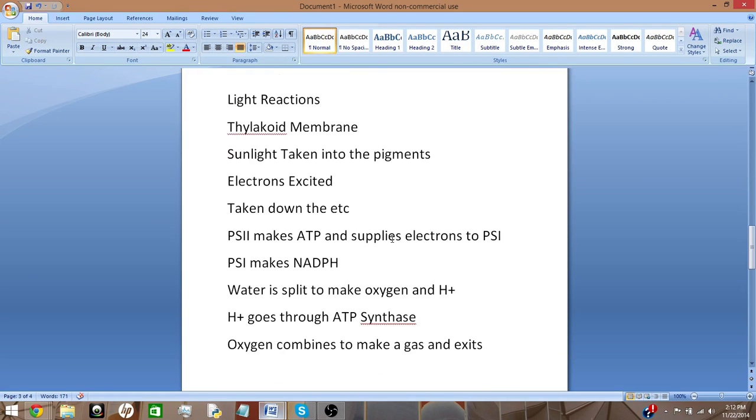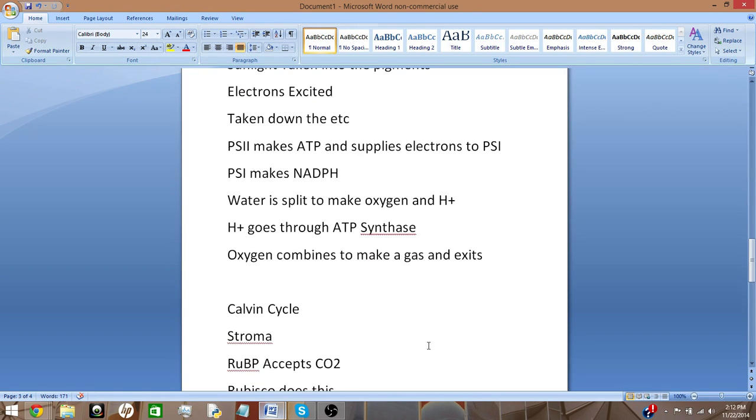The light reactions are the first step of photosynthesis. This occurs in the thylakoid membrane. Sunlight is taken into the pigments in the leaf, which their electrons get excited, and they're taken down the electron transport chain. Photosystem 2 makes ATP and supplies electrons to photosystem 1. Photosystem 1 makes NADPH. Water in this is split to make oxygen and H+ atoms, and H+ goes through ATP synthase to create ATP. And oxygen combines with another oxygen to make a gas and exits through the stomata of the leaf.